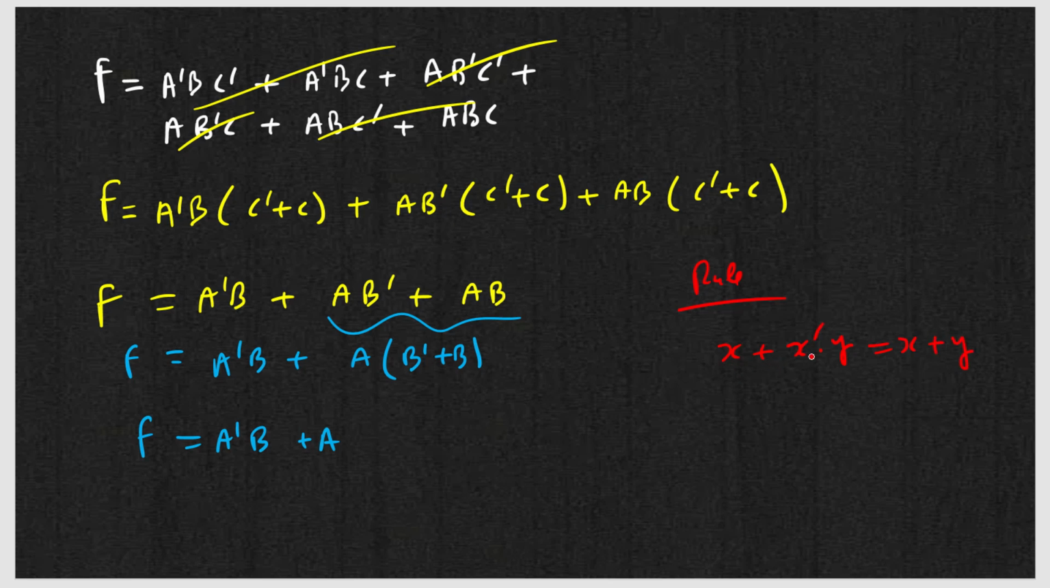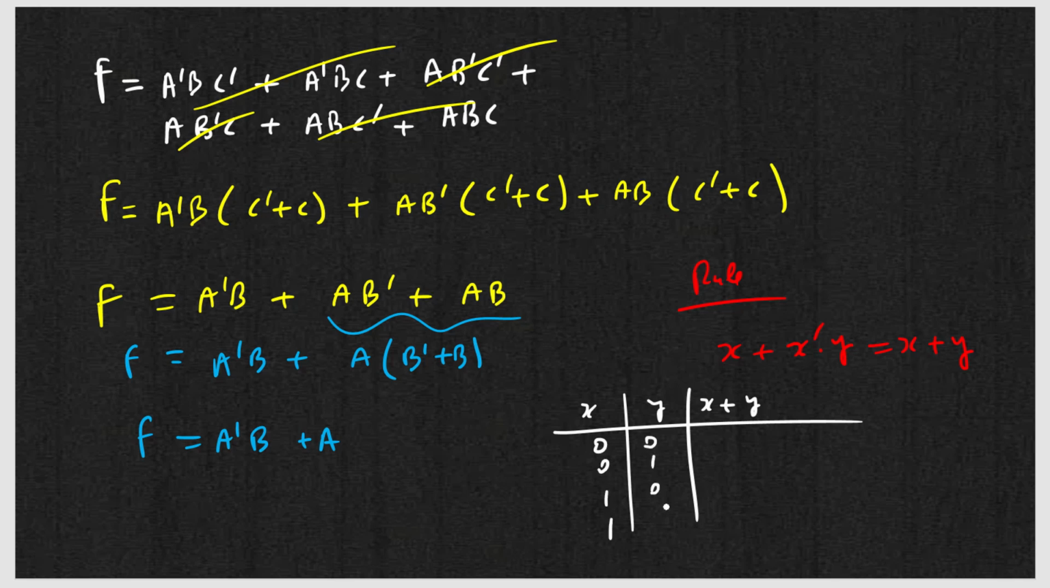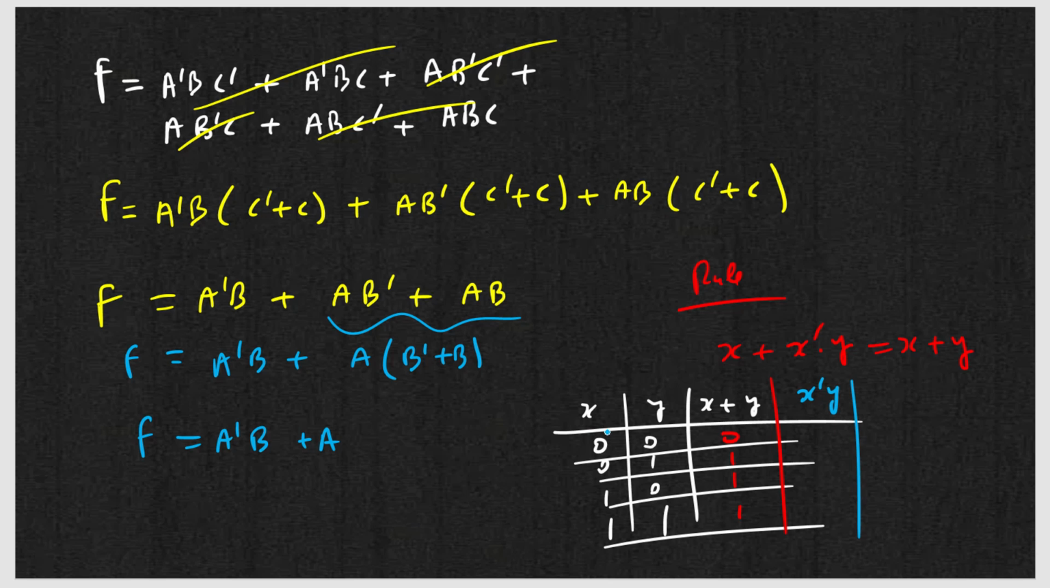If you have a variable plus its complement times another variable, look at the table for x, y, and x plus y. This is 0, 0, 1, 1, 0, 1, 0, 1. Can you give me the truth table for x plus y? 0, 1, 1, 1. Okay, the truth table for x prime y. x prime y is 0, 1, 0, 0. Now, what is x plus x prime y?